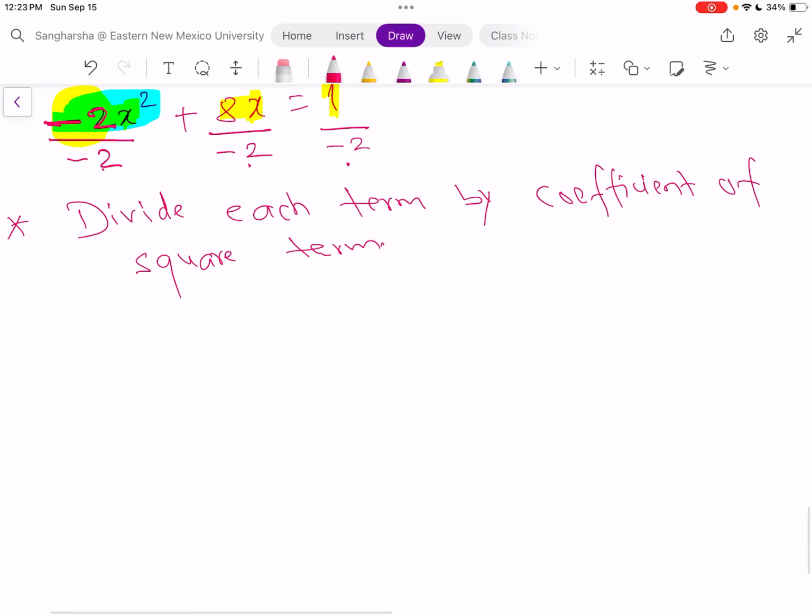Now we get negative 2x squared divided by negative 2, positive x squared; positive 8x divided by negative 2, negative 4x, equals 1 divided by negative 2, that is negative 1 half.